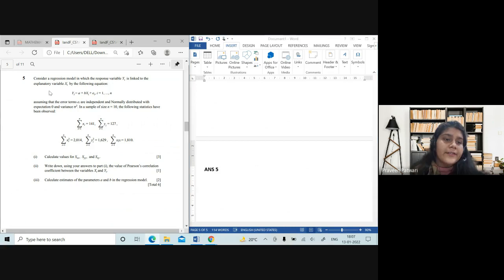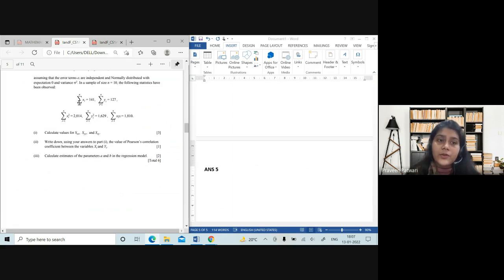So question number 5 is, consider a regression model in which response variable yi is linked to explanatory variable xi by the following equation. Assuming that the error terms ei are independent and normally distributed with expectation 0 and variance sigma squared. In a sample of size n equal to 10, the following statistics have been observed. They've given you the values of sigma x, sigma y, sigma x square, sigma y square, and sigma xy. So all of this is already given. The first part is calculate the values for Sxx, Syy, and Sxy.